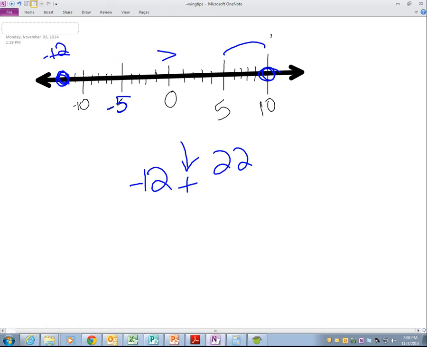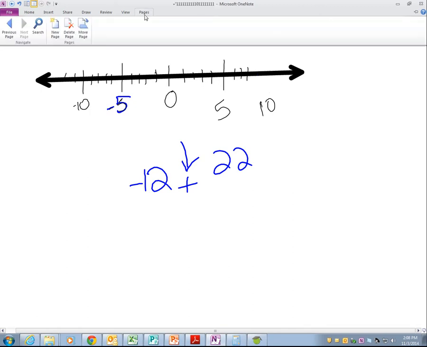Let me erase all that. We are adding, but it seems like subtracting.